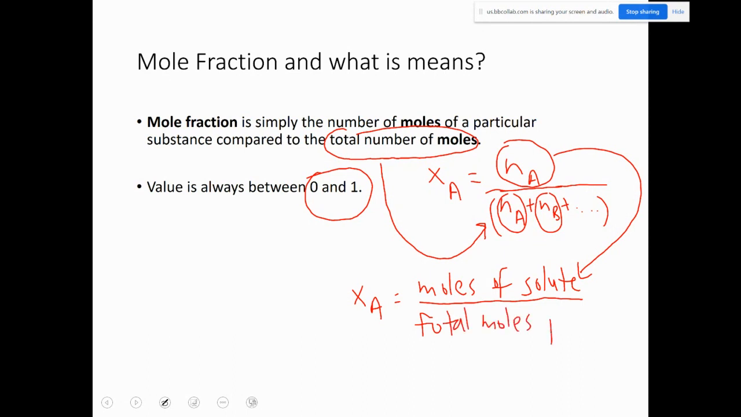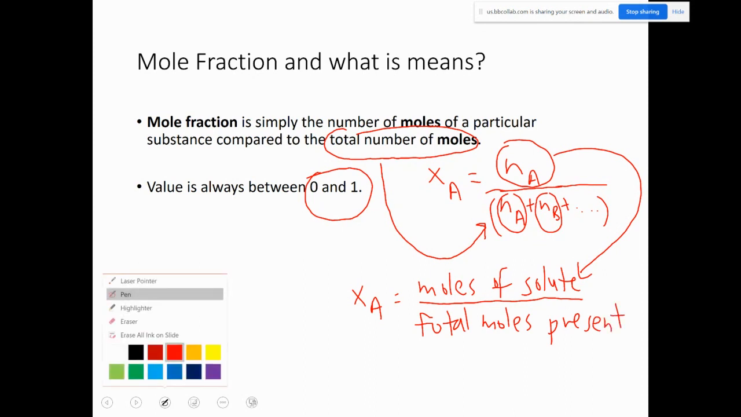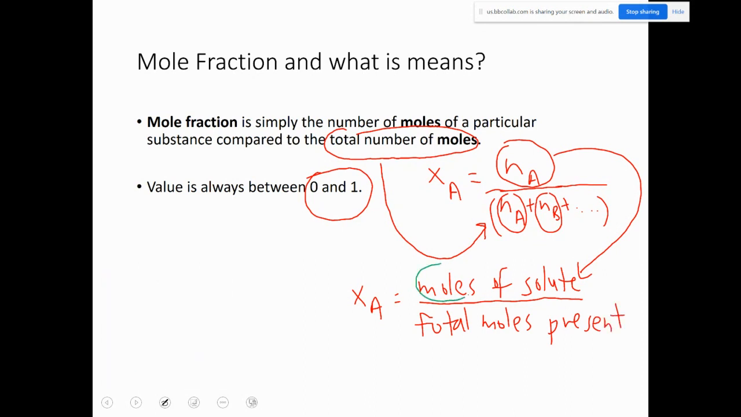Now, something you should have noticed: my numerator has a unit of moles, and my denominator also has a unit of moles. That's why my mole fraction is unitless. Mole fraction does not have any units since it is a ratio of two moles.